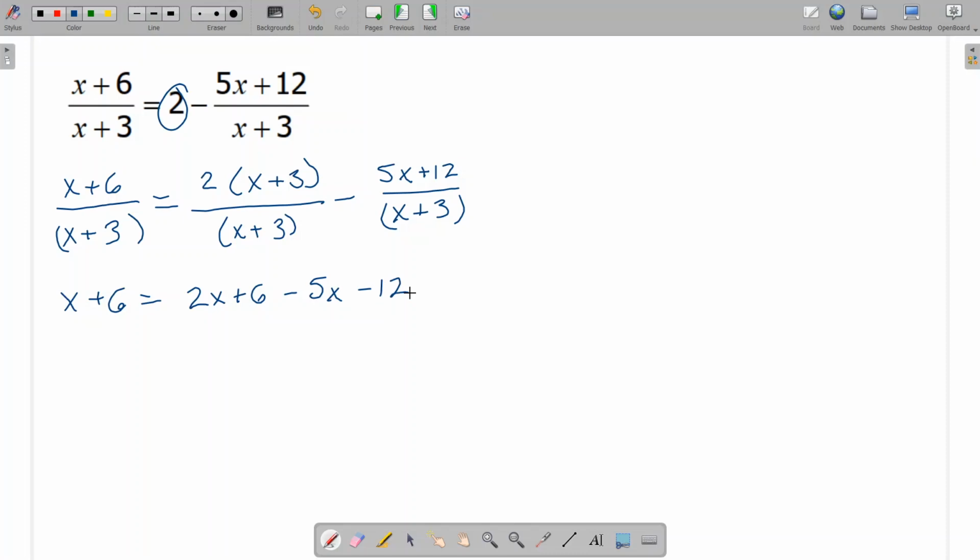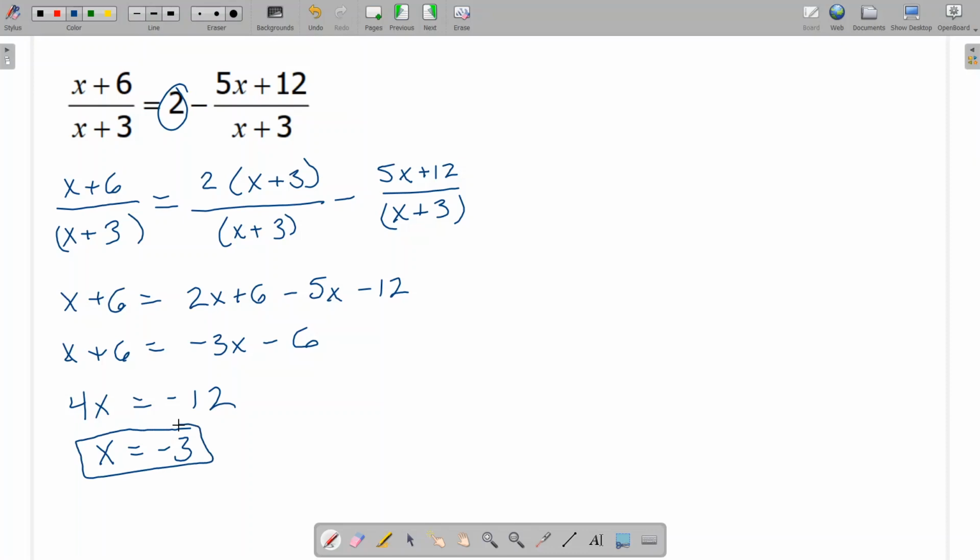So now we have a basic algebra 1 equation again. Let's combine like terms on the right side. Move our variable to the left. Move that 6 to the right. And we find x equals -3. Here's the problem though. When I plug that in to my denominators, I get 0. And since this was our only potential solution, that means that this equation has no solution.